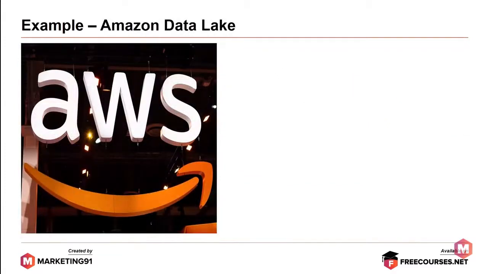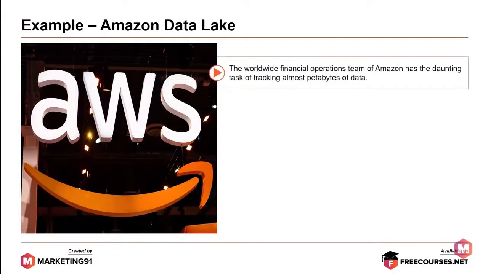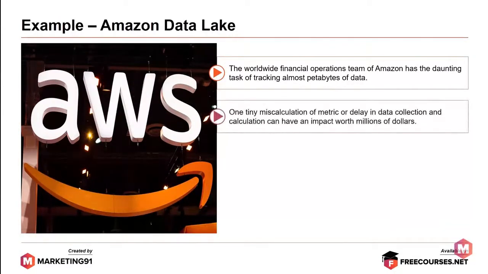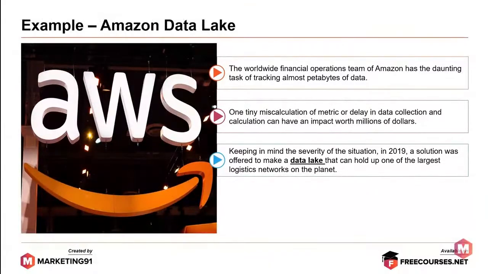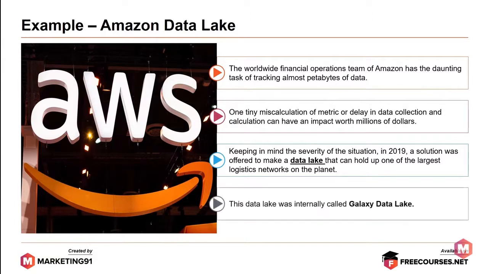Moving on to our next example, Amazon Data Lake. The worldwide financial operations team of Amazon has the daunting task of tracking almost petabytes of data. One tiny miscalculation of a metric or delay in data collection and calculation can have an impact worth millions of dollars. Keeping in mind the severity of the situation, in 2019 a solution was offered to make a data lake that can hold up one of the largest logistics networks on the planet. This data lake is internally called Galaxy Data Lake.